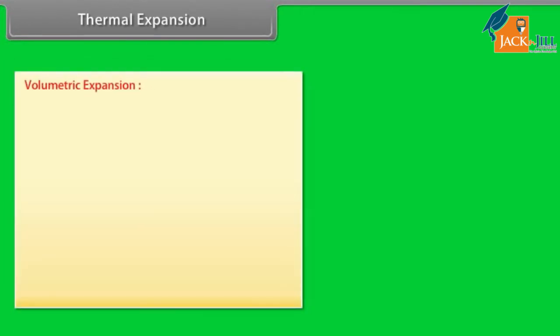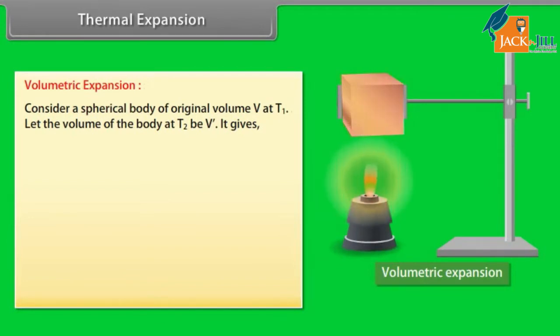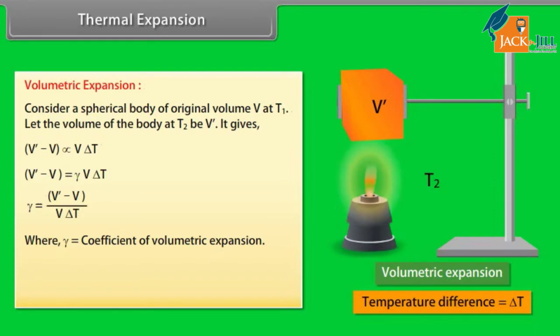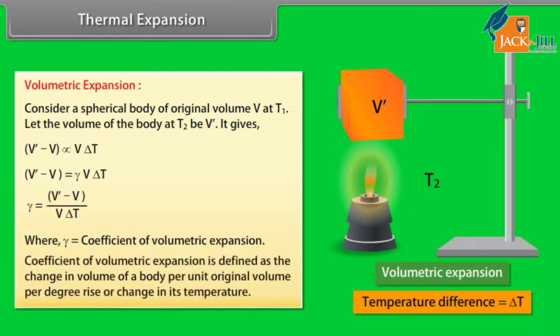Volumetric expansion. Consider a spherical body of original volume V at temperature T1. Let the volume of the body at temperature T2 be V'. It gives V' minus V is directly proportional to V delta T, or V' minus V is equal to gamma V delta T. The value of gamma is equal to (V' minus V) upon V delta T, where gamma is the coefficient of volumetric expansion. The coefficient of volumetric expansion is defined as the change in volume of a body per unit original volume per degree rise or change in its temperature.